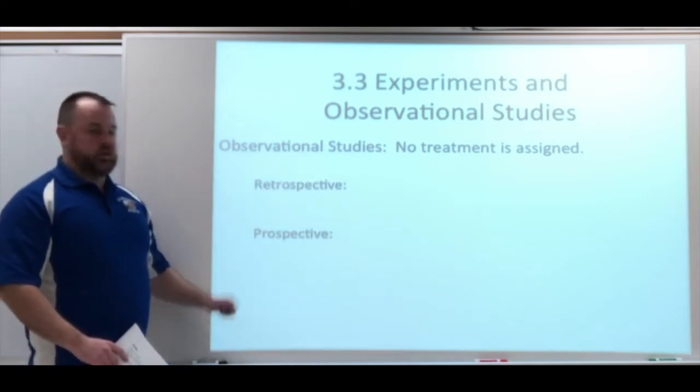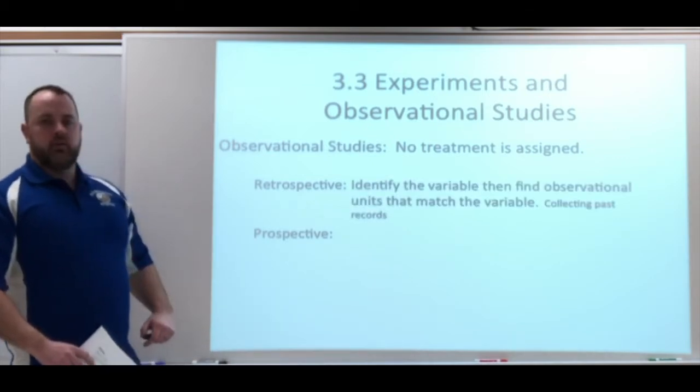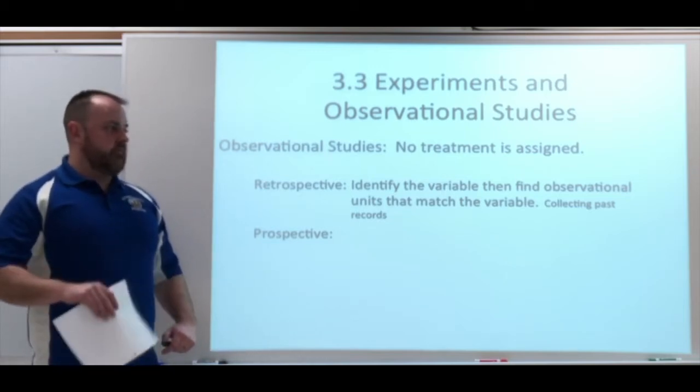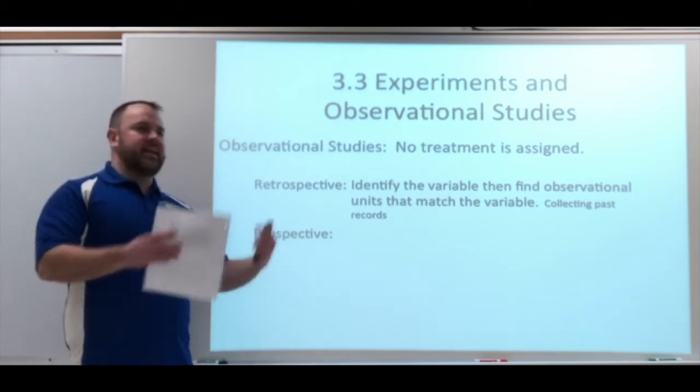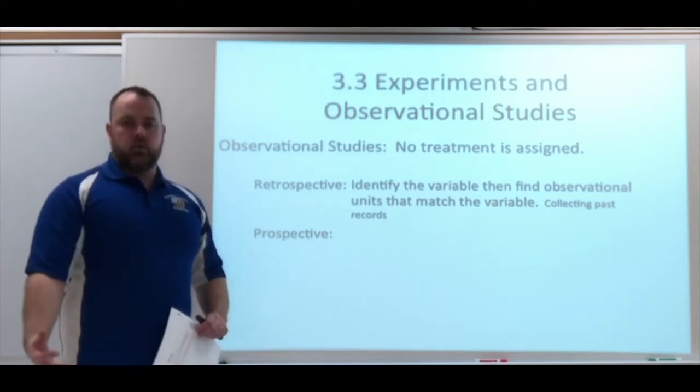Two types of observations. We have retrospective and prospective. Okay? Retrospective, you identify the variable, then find observational units that match that variable. This is collecting data that has already happened. A lot of times this is going to be looking at medical records.